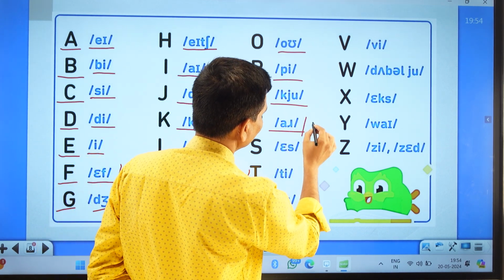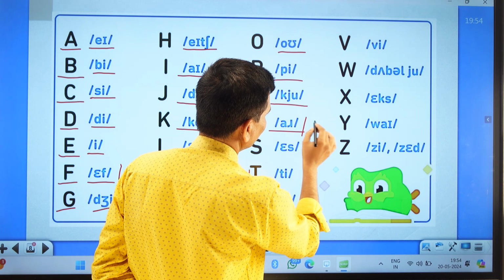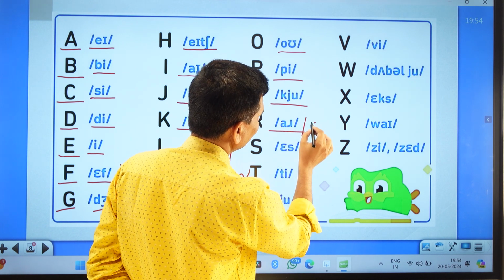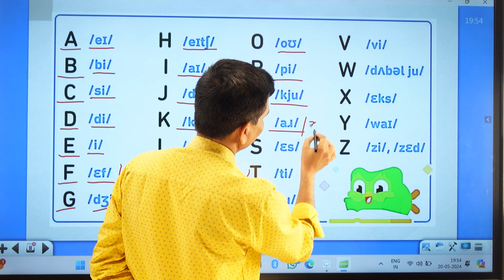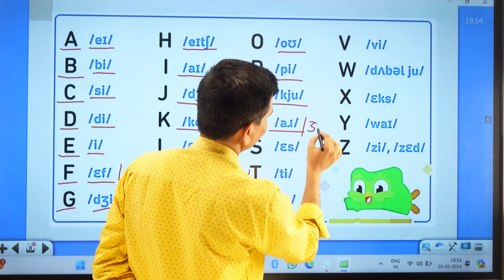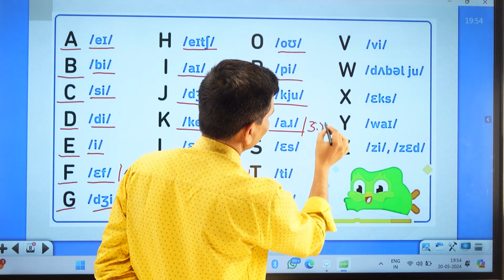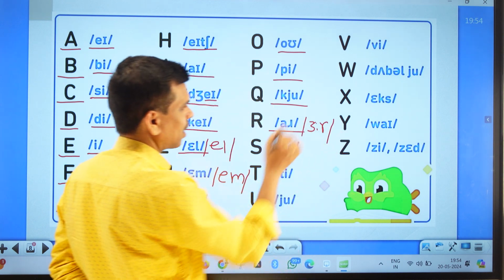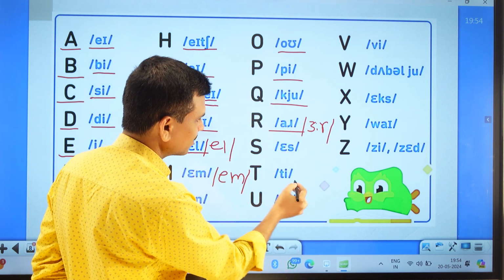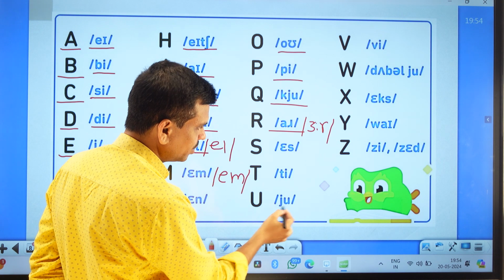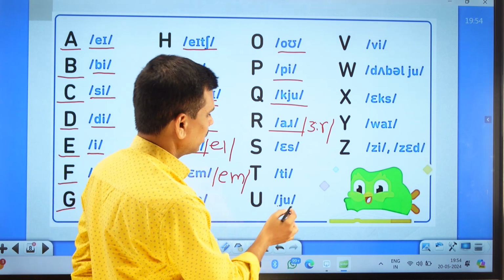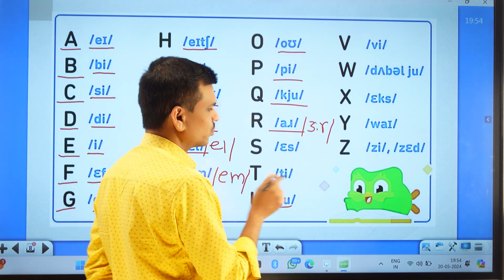It is like, we can consider it as long A and R. This is long A and this is R. These are two sounds here. Then S, T, E, T, U, Y, U, U. Then again you can understand these sounds and letters.